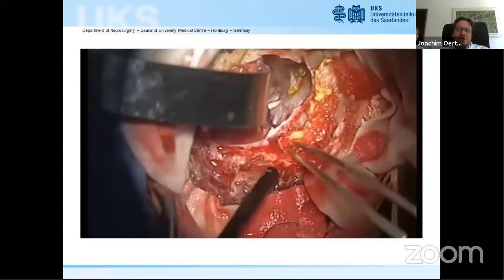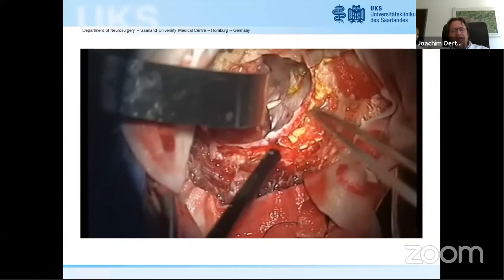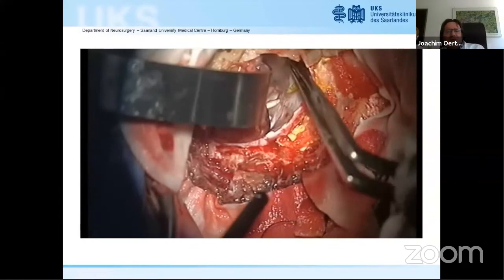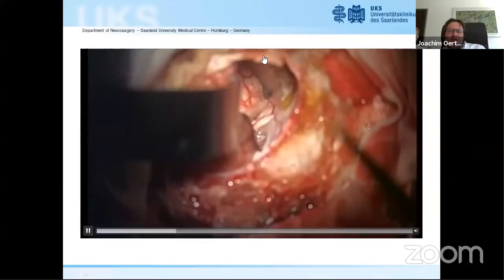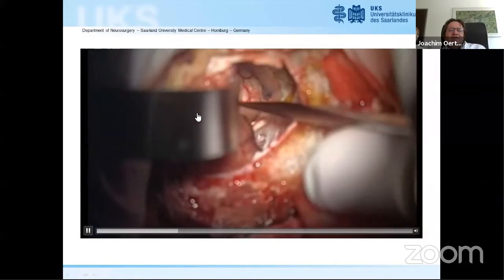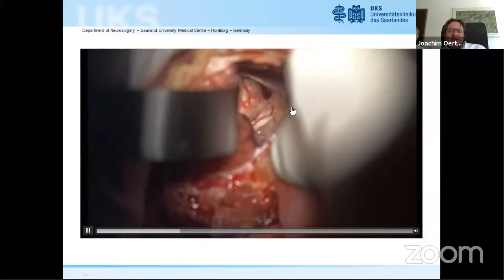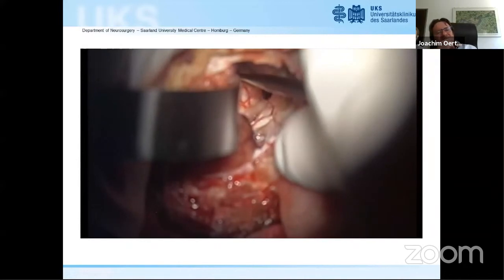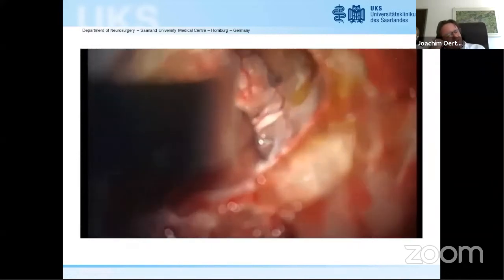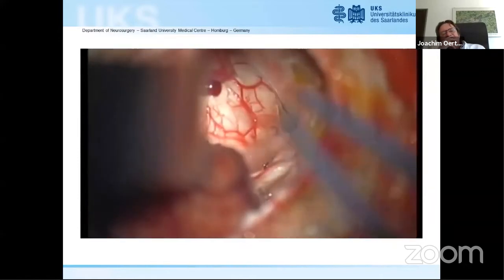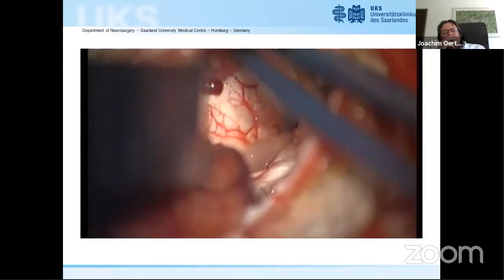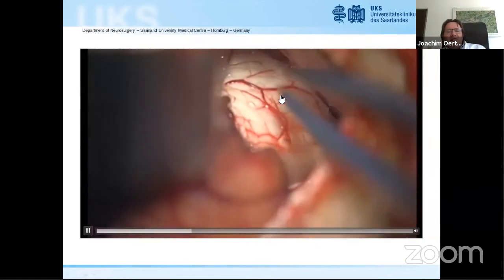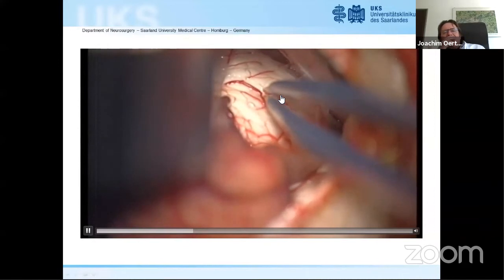Good. So now we proceed with the procedure. For orientation, this is the upper part, is the cranial, caudal. This is the cerebellum, and this is the petrous bone. Then we use navigation. In these cases, I think navigation is very helpful because you really have to do a very focused approach and very focused opening. You see we go into the brainstem right above the trigeminal nerve.